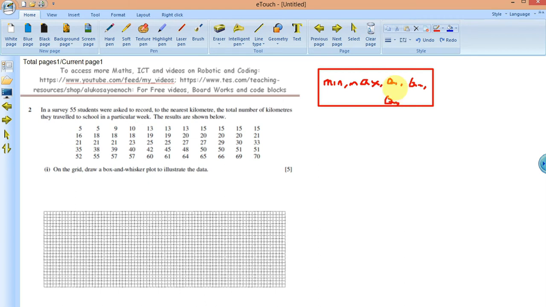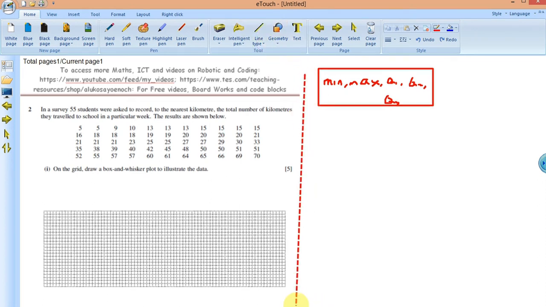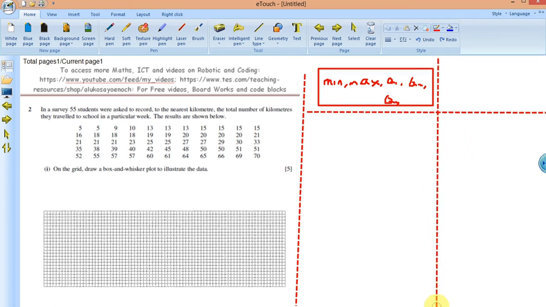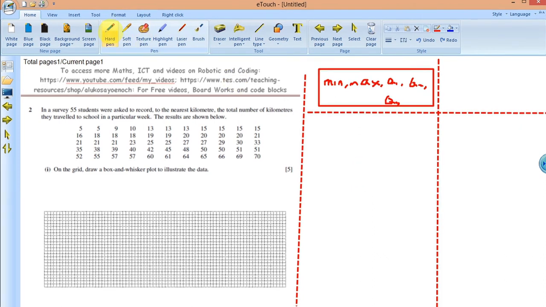Okay, guys, let's go ahead and do that now. Let me go ahead and demarcate now. The first thing I'm going to do here is to get the depth, that is the position of the data for each one. That is also known as depth in statistics. So let's go ahead and calculate the depth, that is the position.